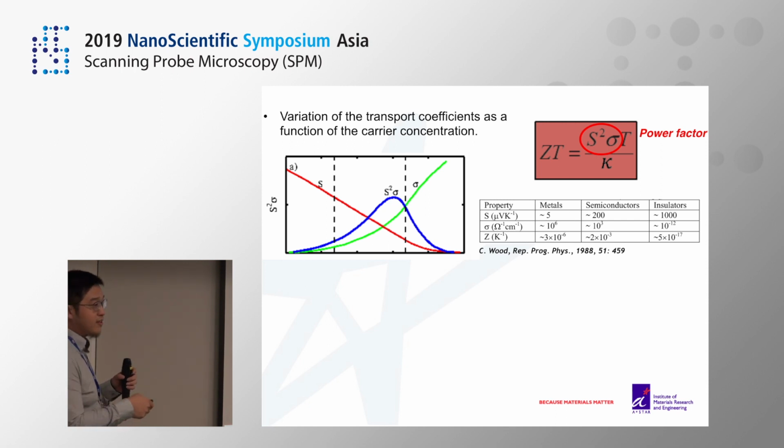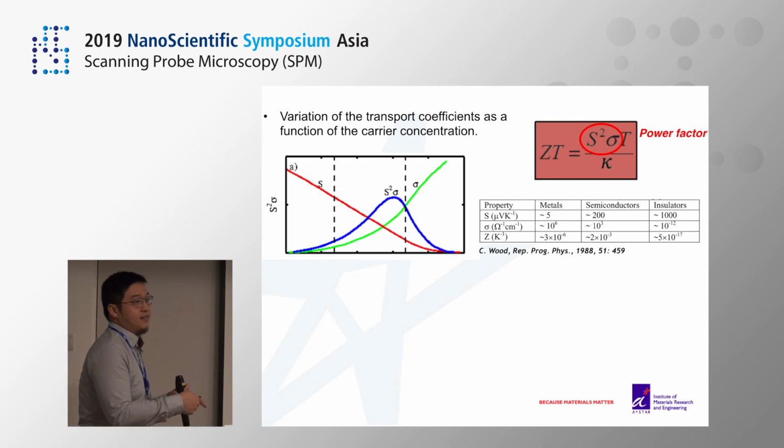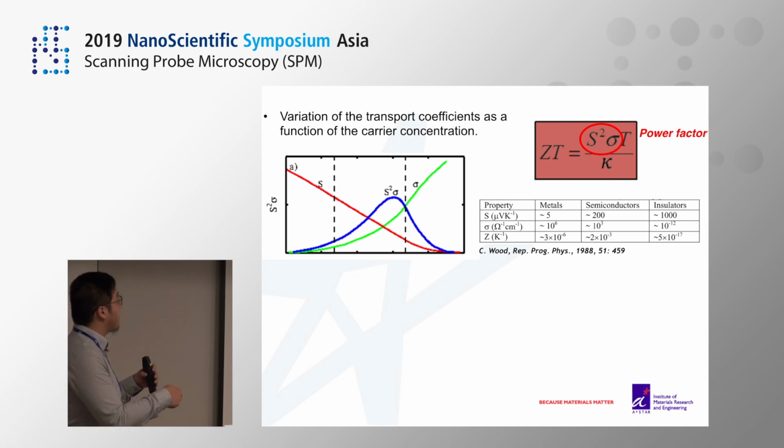So usually a good thermoelectric material is located in the semiconductor region, which has both a relatively large Seebeck coefficient and a relatively large electrical conductivity. This number is called the power factor. So you need to optimize the power factor to get very good thermoelectric performance. From here we can find that the carrier concentration plays a very important role in optimizing the thermoelectric properties.